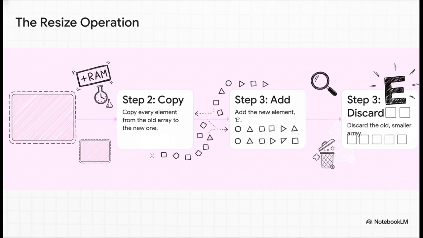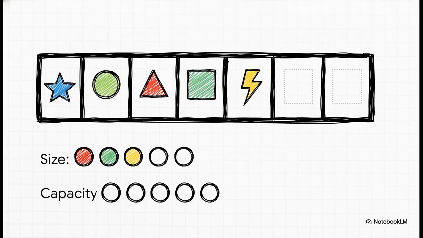Then it can finally add our new element, E. And once that's all done, it just gets rid of the original smaller array. And voila! Look at that. We've successfully added our element, so our size is now 5. But the capacity, that shot up to 8. We have plenty of empty slots for future additions, so we won't have to do that whole resize dance again for a little while.